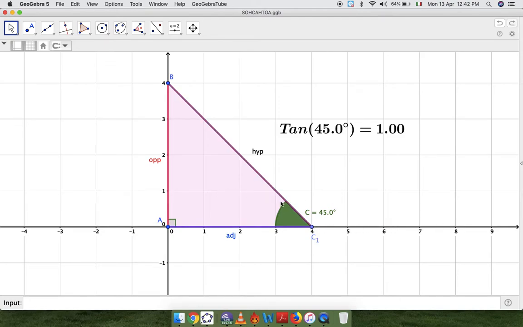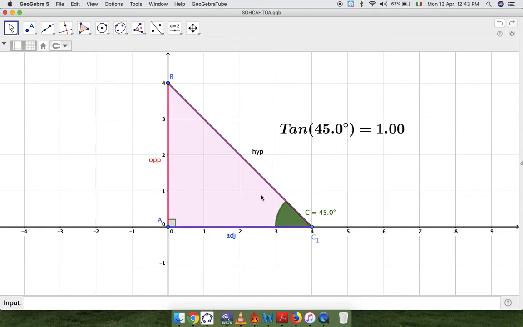So what's going to happen now when I move this point further away this way? This angle is going to decrease. So something to think about. When I move this point away, what do you think is going to happen to the tangent of that angle? Is this number going to drop above 1? Is it going to drop below 1? Or is it going to rise above 1? Okay? So maybe think about that for a second.